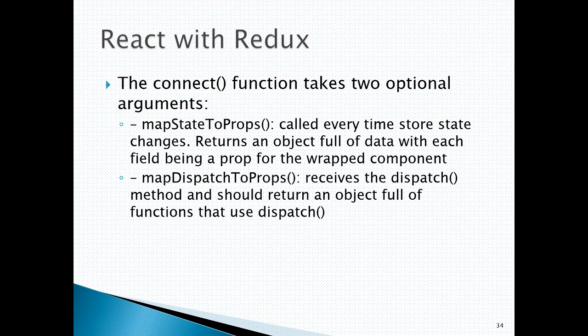Connect has two optional arguments. mapStateToProps is called every time the store state changes. It returns an object full of data, with each field being a prop for the wrapping component. Actually, it converts the state of your store into props for your component. So now we can access every state of the store as a prop of our component by calling this method. And mapDispatchToProps receives the dispatch method and should return an object full of functions that use dispatch. So it is an alternative way of calling the React Redux store.